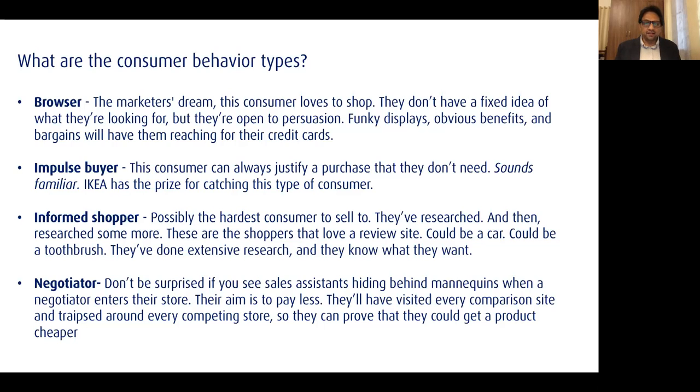Now these are little smart guys, who come especially when you're making a more planned purchase. For example, in the case of watches, or in the case of cars, or in the case of, let's say, shoes, and I'm currently somewhere in that. So please remember, I may be a browser in some situations. I may be an impulse buyer in some situation. I can be an informed shopper in situations, and I can be a negotiator in some situations.